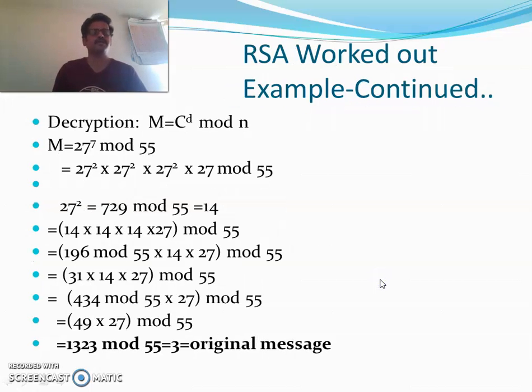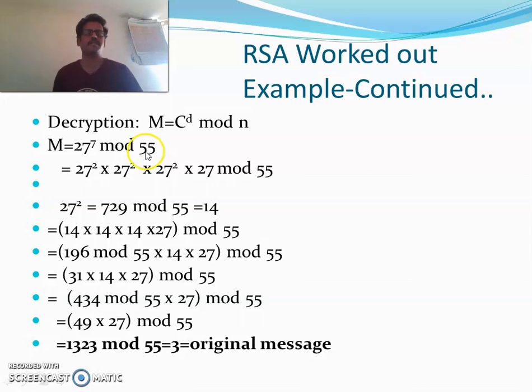So now we are going to discuss the decryption. It is the reverse process of encryption, right? So we are going to use the ciphertext for getting back our plain text or our original message. The formula used is m equal to c power d mod n, where c is the ciphertext, m is our original message or plain text. So the expression becomes m equal to 27 power 7 mod 55.